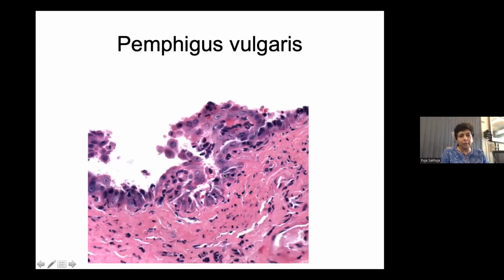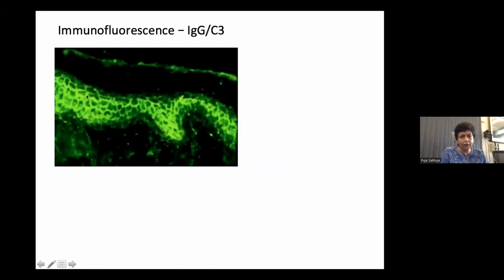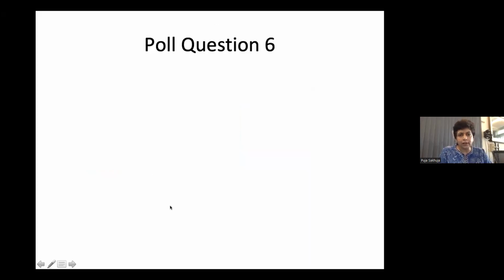So this is an example of pemphigus vulgaris, which is a bullous lesion. So the superficial part is not seen. What we're seeing is the basal part. Here the blister was present. And in addition, you see some inflammatory cells. And if you do an immunofluorescence, you see this typical fishnet immunofluorescence pattern that is seen with IgG or C3 in pemphigus vulgaris.